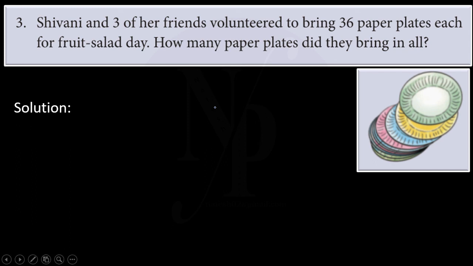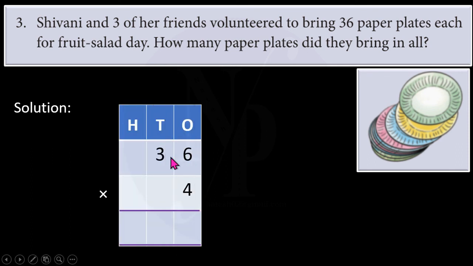Solution. Let us write down these numbers in place values table for multiplication. So we write down 36 into 4 in the place values table as shown here, and now we will multiply 6 by 4 first. So 4 6s are 24 and 24 ones are regrouped as 2 tens and 4 ones. So 4 is written in ones column and 2 is carried forward to tens column.